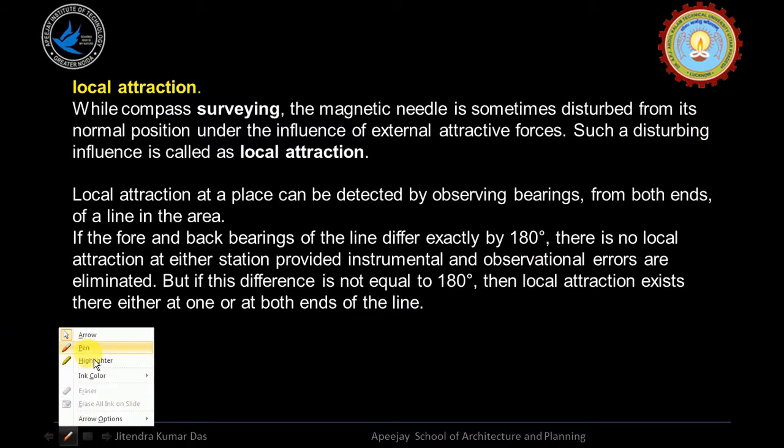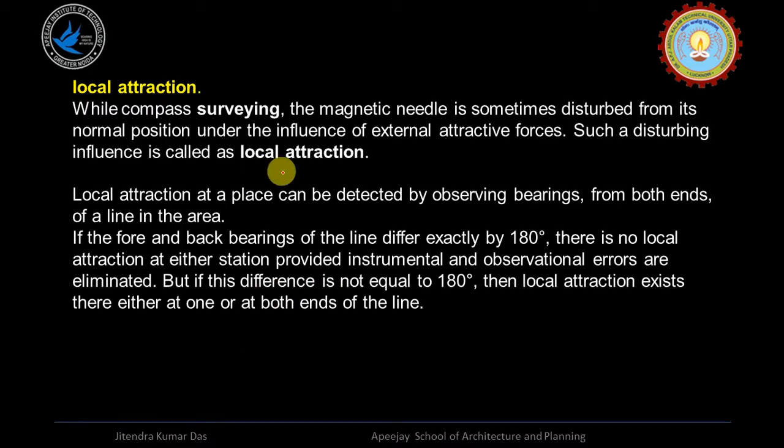Now next is the local attraction. Local attraction, we have to understand it carefully. Why is local attraction generally observed most of the time? Because there may be a certain magnetic field already existing in the area where we want to complete the surveying. So in that case we may observe local attractions.